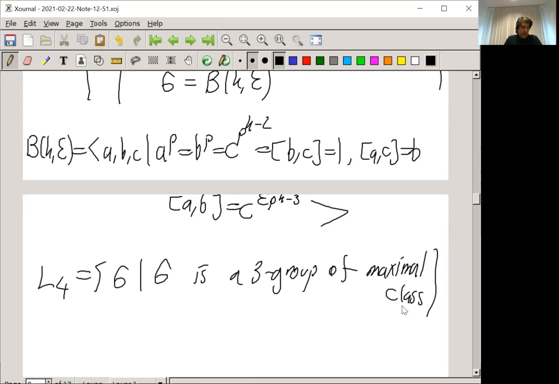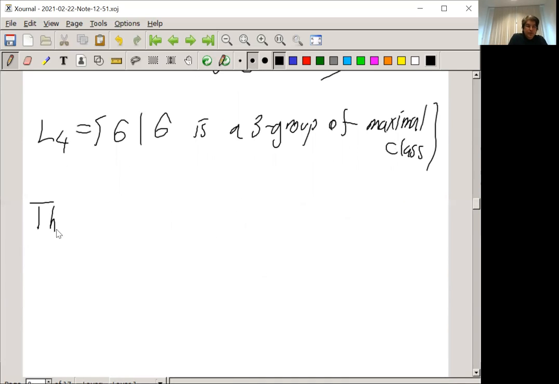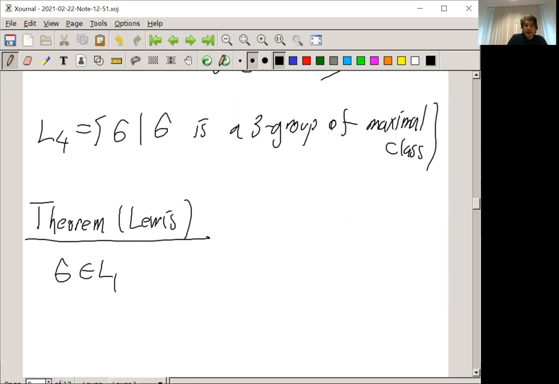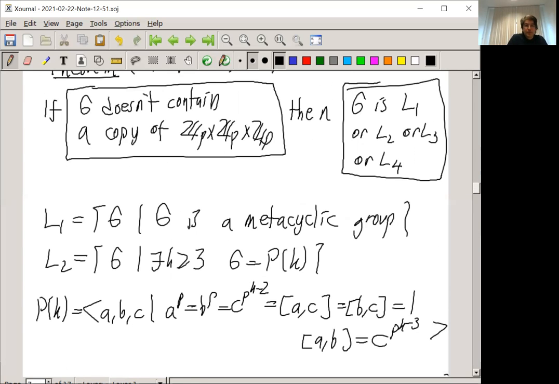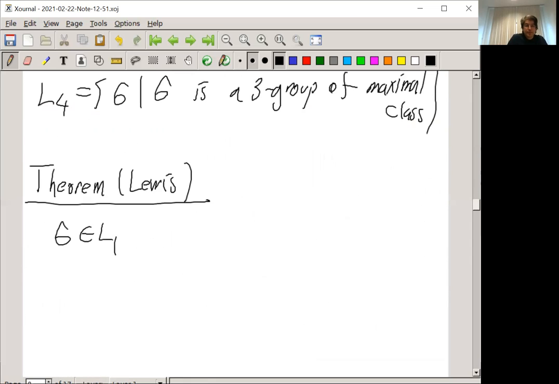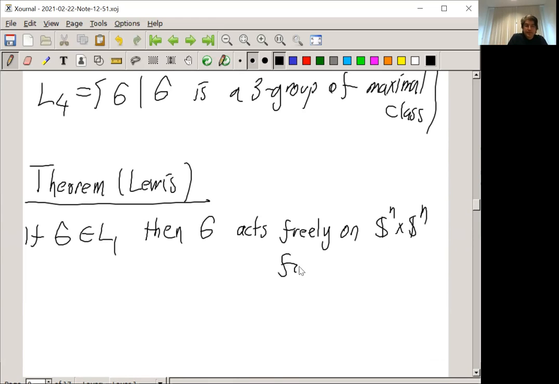Okay, now let me state some theorems here. So a theorem of Lewis. So if G is in L1, so L1 is the metacyclic ones, G is a metacyclic group. So if G is in L1, then G acts freely on Sn cross Sn for some n.